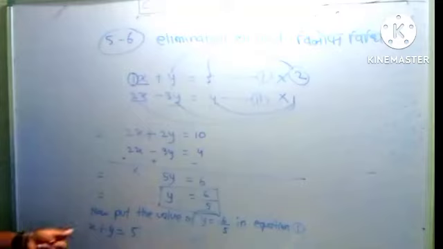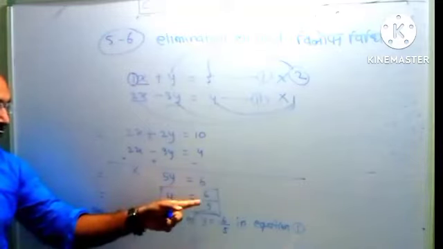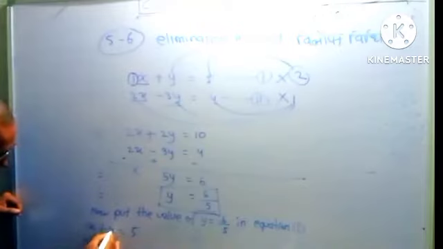What are we doing here? We are substituting the value of y. That means in place of y, what we have to write is 6 divided by 5. So 1x plus, in place of y, what do we have to write down? 6 by 5 is equals to 5.